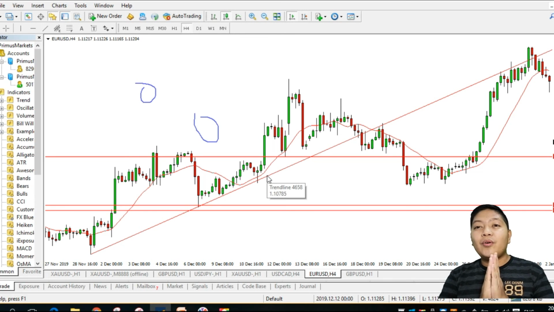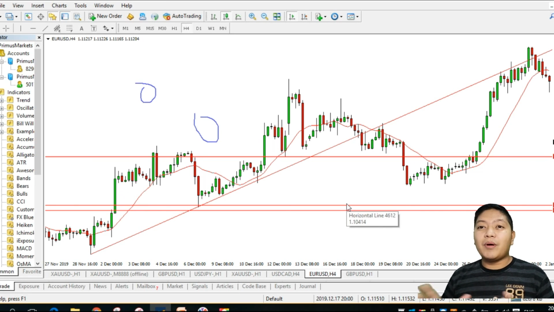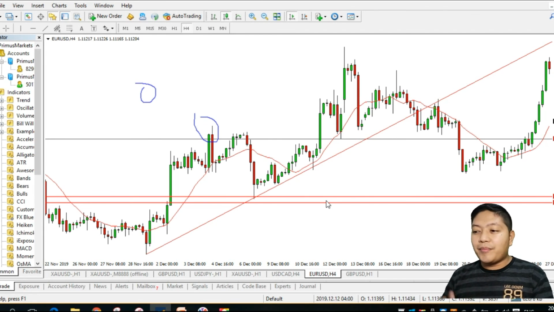So I hope you like it. I hope you learned this pin bar strategy, a very simple and very naked strategy that you can learn from this topic.